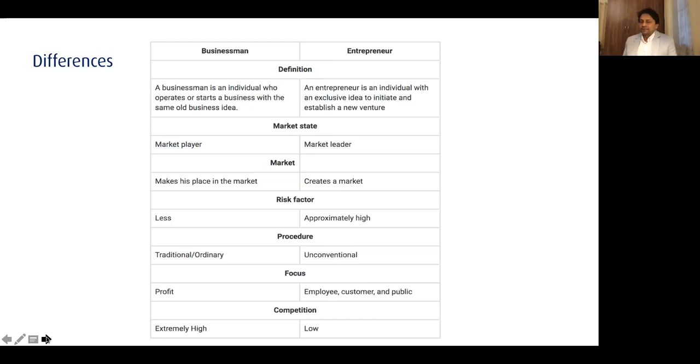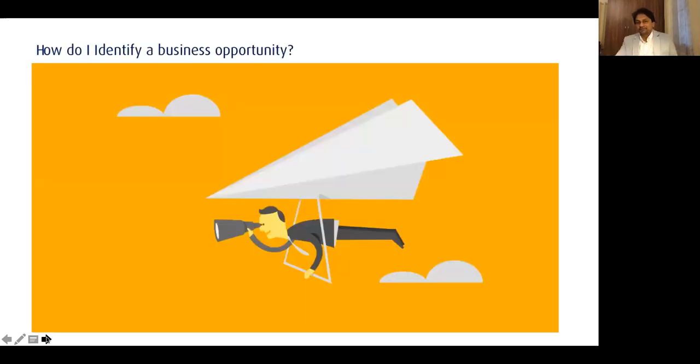An entrepreneur, on the other side, is a guy who's highly differentiated in the market. He has an exclusive idea. He's a market leader. He's the one who's going to create the market. His risk factor is equally high. His focus is on employees, customer relations, the public, all of that. So it's about the entire focus on people altogether. And if it's a disruptive idea, for a disruptive entrepreneur, the competition is low. So you clearly want to understand the difference between being an entrepreneur and being a businessman. An entrepreneur is the one who has a wonderful idea that can make a difference to a lot of people, who's willing to take risks, be unconventional, and of course, low in competition.